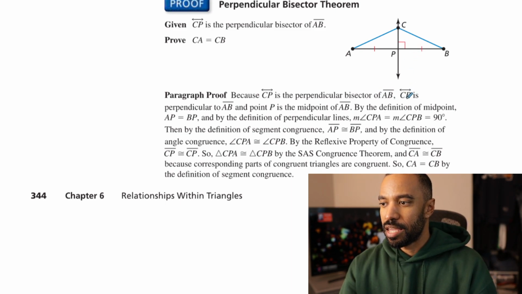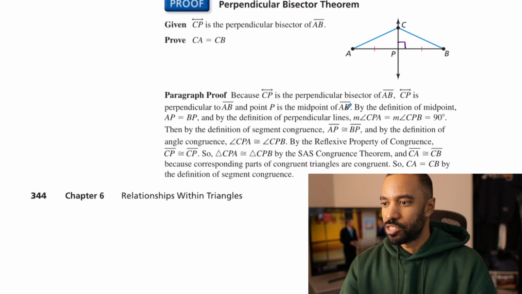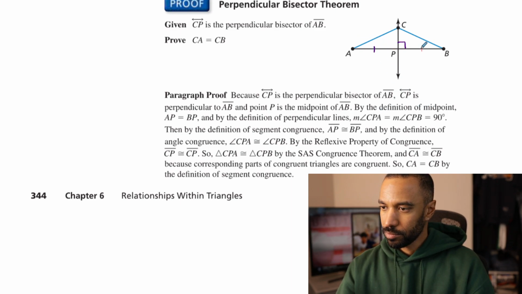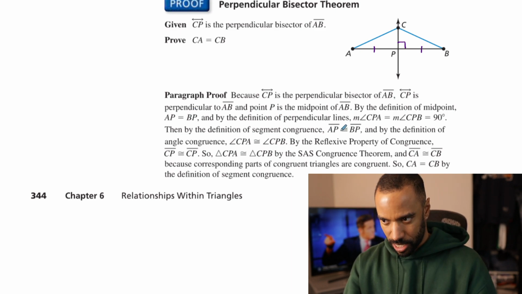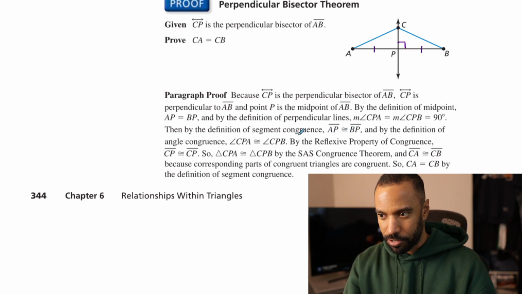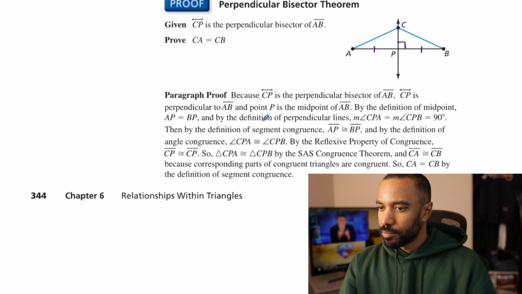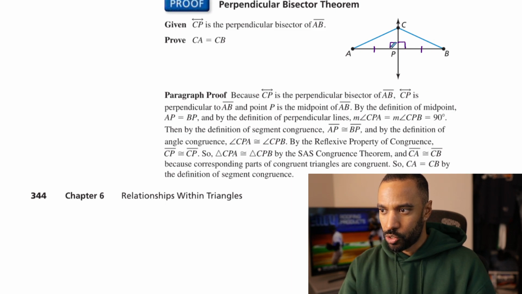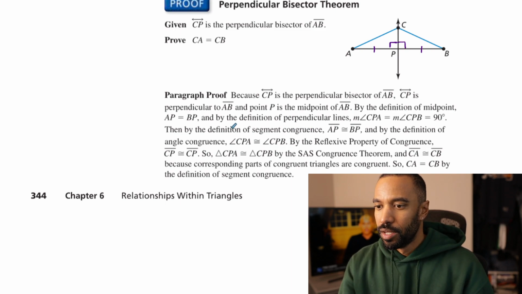Perpendicular bisector of segment AB. Line CP is perpendicular to segment AB. There's the perpendicularity. And point P is the midpoint of AB. By definition of midpoint, these two lengths are equal, and that would then make those segments congruent. Definition of segment congruence means those are congruent. Boom, there's the marking. And by definition of perpendicular lines, these two angles are congruent. They're both 90 degrees, and they're both congruent.